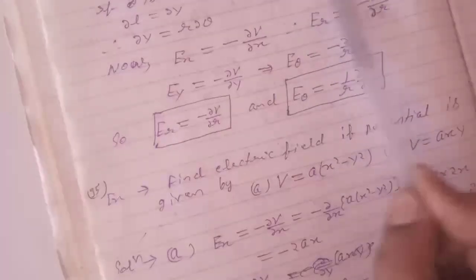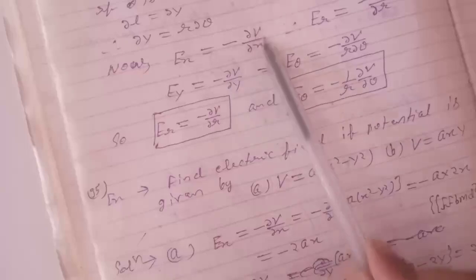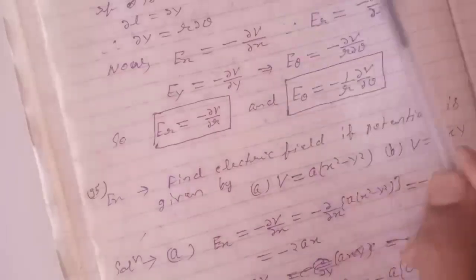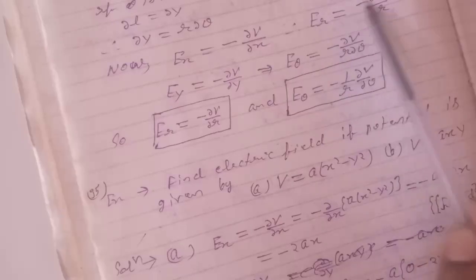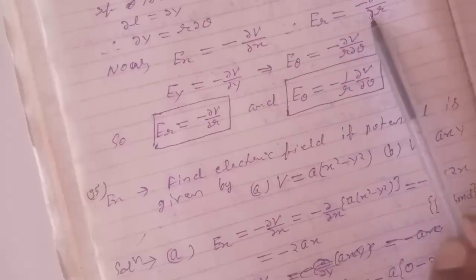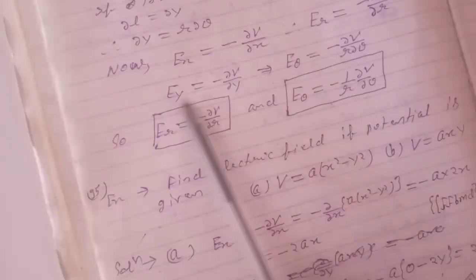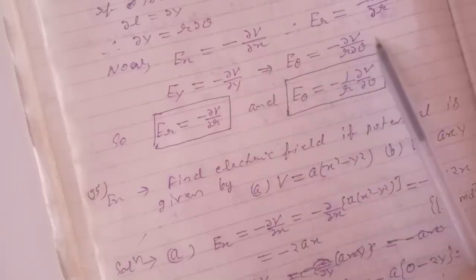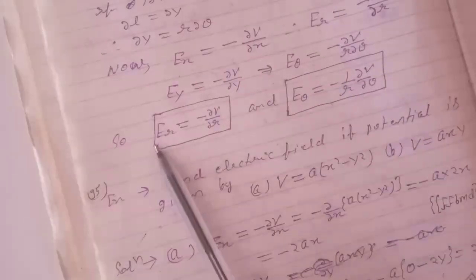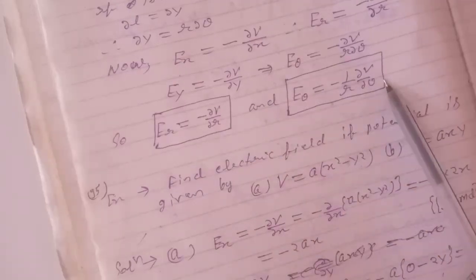Here x is equivalent to r, so we are using this formula, because Ex equals minus del v by del x. So x is along the r direction, so we write Er equals minus del v by del r, and y is equivalent to theta direction, so we write Ey equals minus del v by del y equal to E theta equals minus del v by r del theta. So Er equals minus del v by del r, and E theta equals minus 1 by r del v by del theta.